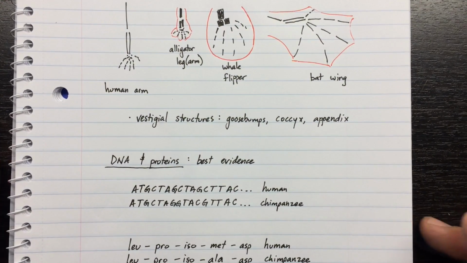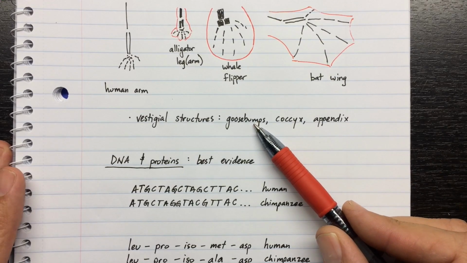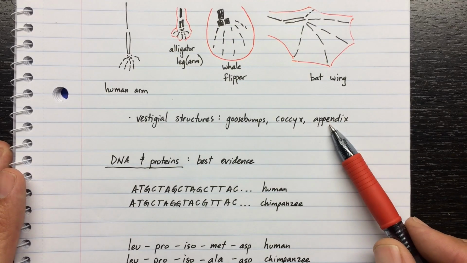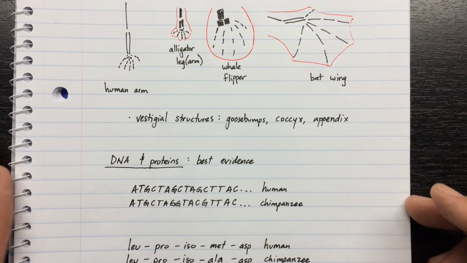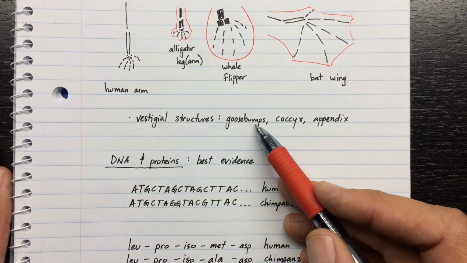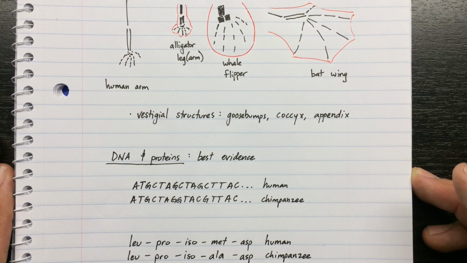Lastly, vestigial structures are structures that are still retained in the organism but no longer serve a purpose. For example, goosebumps in a human no longer serve any evolutionary purpose, as well as the coccyx or the tailbone, as well as the appendix. Now the fact that we still have these structures indicates that we evolved from an ancestor that did use these structures. Goosebumps are used to raise up your body hair and make you look bigger in the face of a predator.